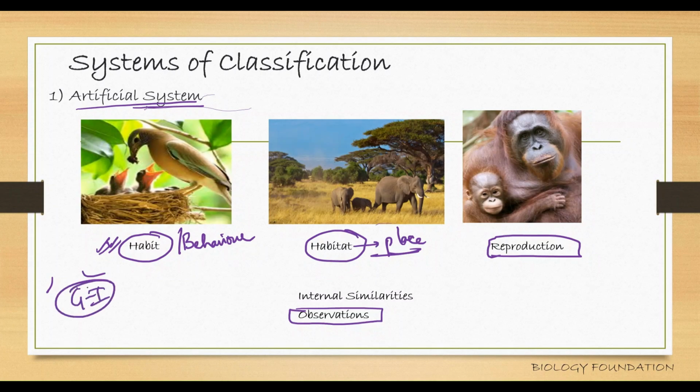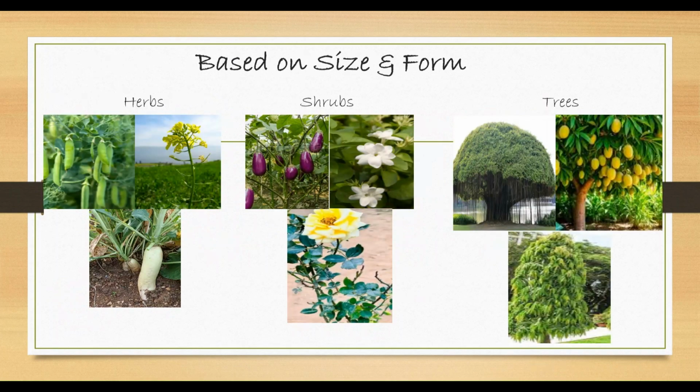Okay, we will talk about it. I'll talk with examples in the coming slides, but try to understand that the artificial system of classification is based on habit, which is nothing but the behavior of the organism or the plant; habitat, that means the place where the organism or the plant survives; reproduction; and certain internal similarities. Now, in plants, let's understand how this artificial system of classification is done.